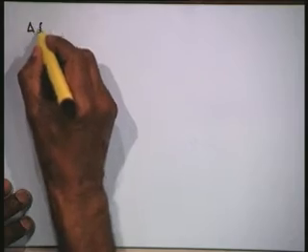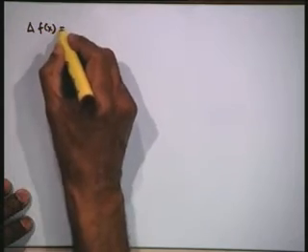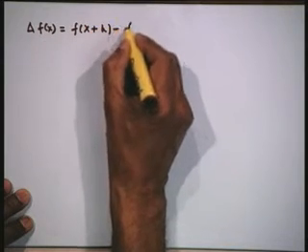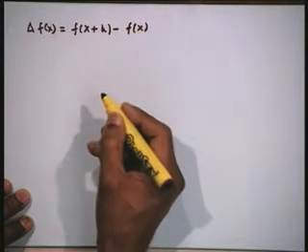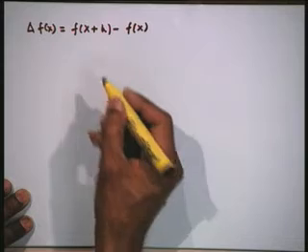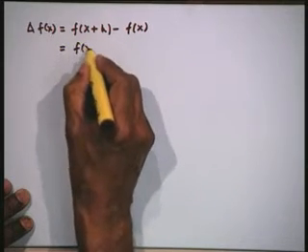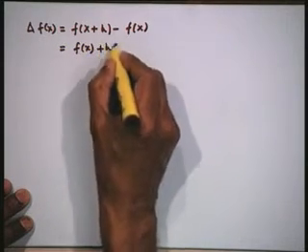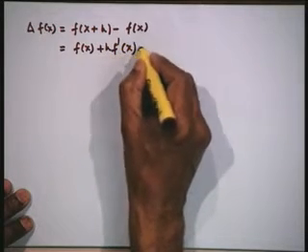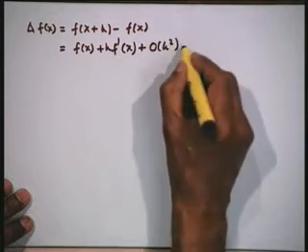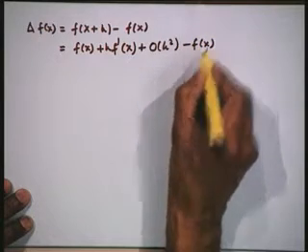So, let us derive with respect to the derivatives. Now, let us start with delta f x, the definition of delta f x. This is f of x plus h minus f of x. Now, let us expand by Taylor series the first term, that is f of x plus h f dash of x, and the remaining terms I will write as order of h square terms, minus f x.